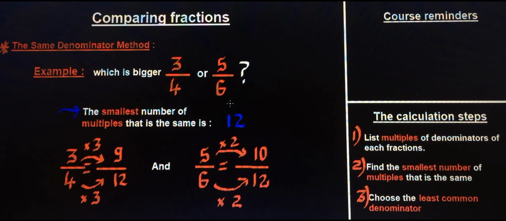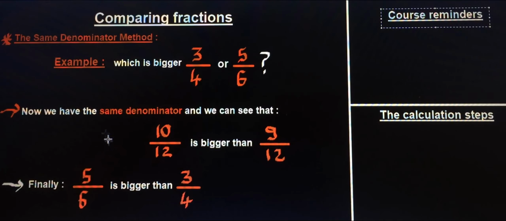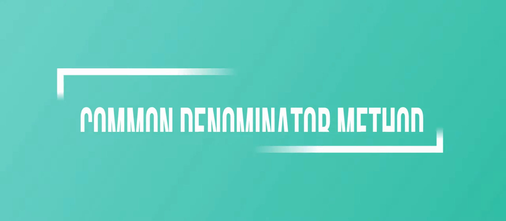Now, let's change each fraction to make their denominators the same as the least common denominator. So, 3/4 becomes 9/12, and 5/6 becomes 10/12. Now we have the same denominator, and we can see that 10/12 is bigger than 9/12. Finally, 5/6 is bigger than 3/4.